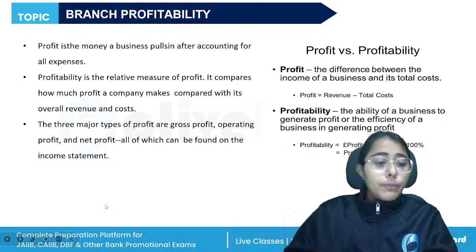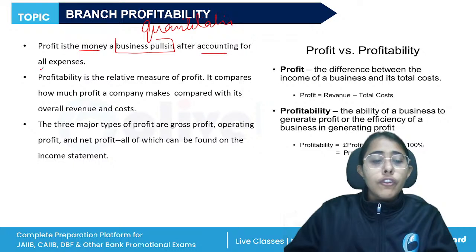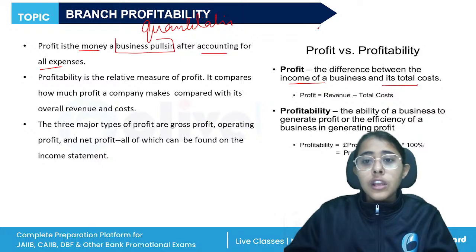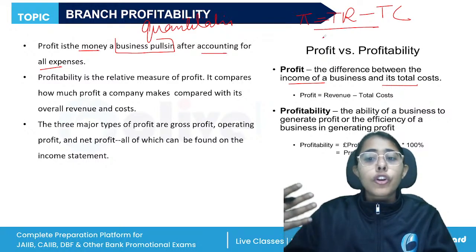When we talk about profit, it is a more quantitative term which refers to the money that a business pulls in after accounting for all the expenses. So basically it is the difference between the income of a business and its total costs. So profit refers to the total revenue minus total cost, the money that remains with us after we have accounted for all the expenses. That is the profit.